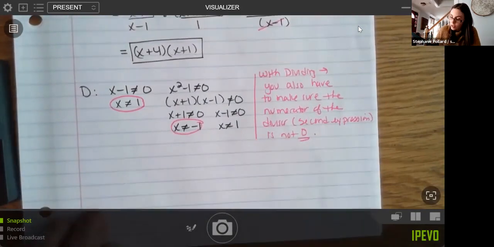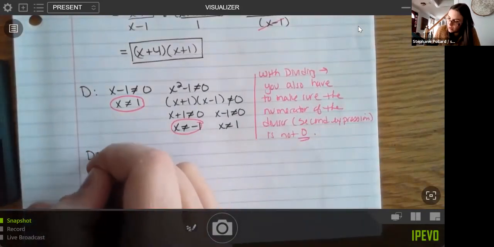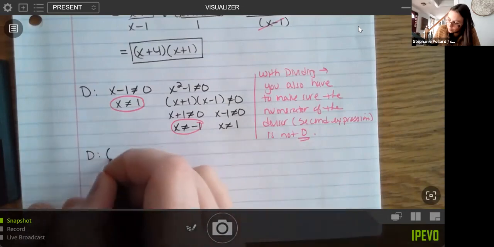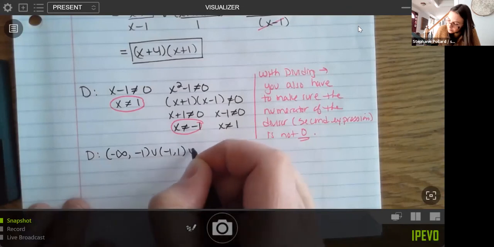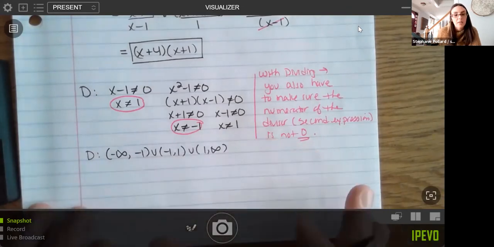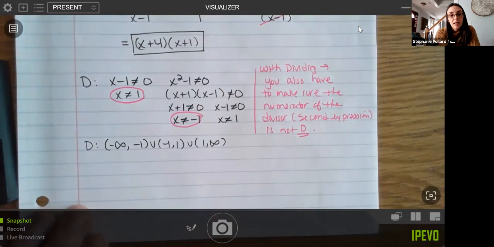Here, I don't have that issue. So I only have to exclude 2 values here. So I'm going to exclude -1 and +1. And this time I'm going to use interval notation to write my domain.